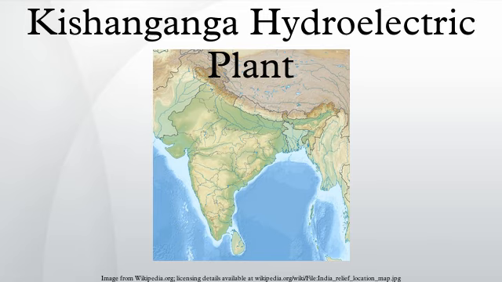The Kishanganga Hydroelectric Plant is part of a run-of-the-river hydroelectric scheme that is designed to divert water from the Kishanganga River to a power plant in the Jhelum River basin. It is located 5 kilometers north of Bandipore in Jammu and Kashmir, India, and will have an installed capacity of 330 MW. Construction on the project began in 2007 and is expected to be complete in 2016.